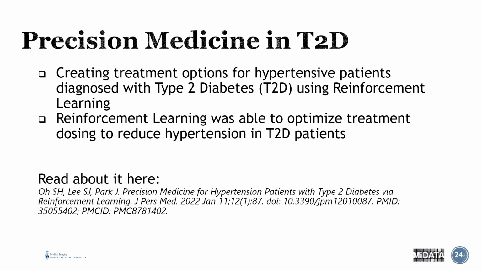So here's an example of where reinforcement learning was used in precision medicine in order to provide treatment options for hypertensive patients with type 2 diabetes. I've got to say it's not common to see reinforcement learning used in medical applications, and so here's a great example, and I would encourage you to have a peek when you have a moment.